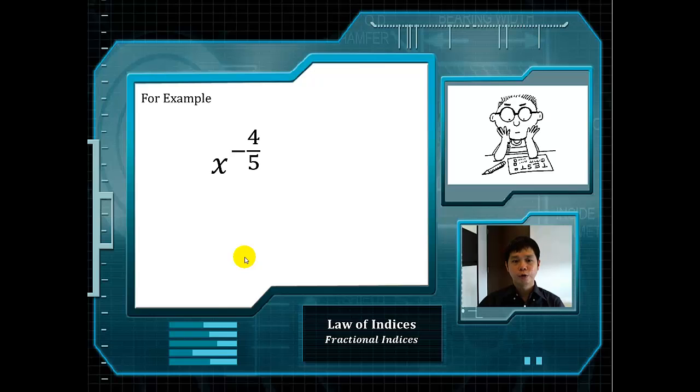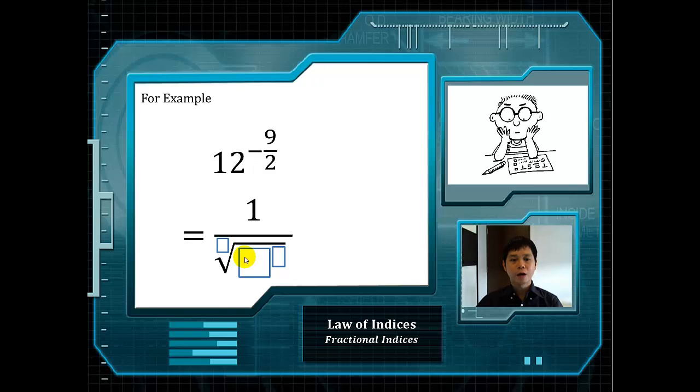Do you know how to rewrite this in surd form? Very good. We have 1 over the fifth root of x to the power of 4. We shall now look at one last example.